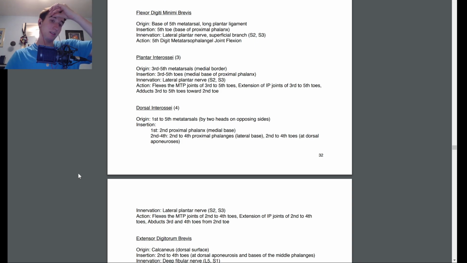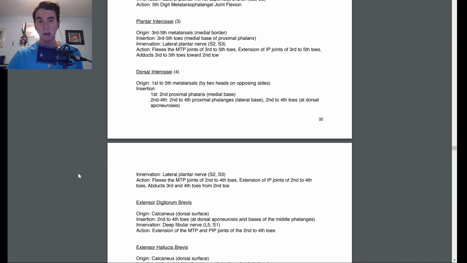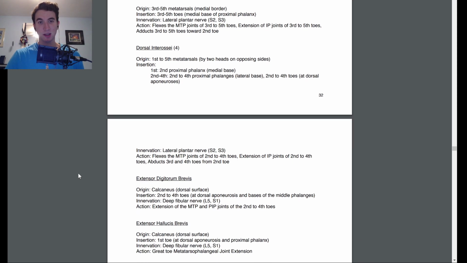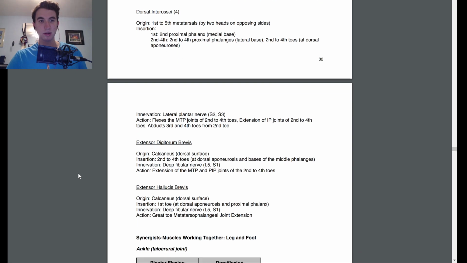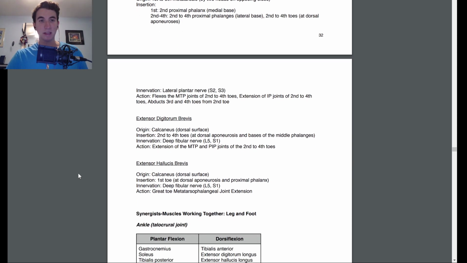And we have dorsal interossei, which has a 4 next to it. I don't know if that means there's 4 of them. The origin is the 1st to 5th metatarsals by 2 heads on opposing sides. The insertion for the first is the 2nd proximal phalanx, the medial base. The insertion for the 2nd to the 4th is the 2nd to the 4th proximal phalanges, the lateral base, and the 2nd to the 4th toes at dorsal aponeurosis. Innervation is caused by the lateral plantar nerve, coming from S2 and S3, and the actions are it flexes the MTP joints of the 2nd to 4th toes, extension of IP joints of 2nd to 4th toes, and abducts the 3rd and 4th toes from the 2nd toe.